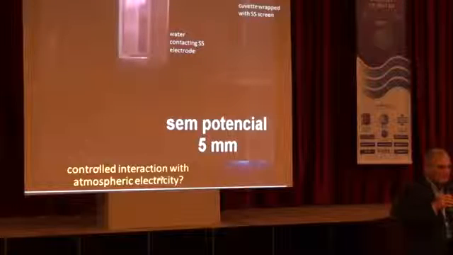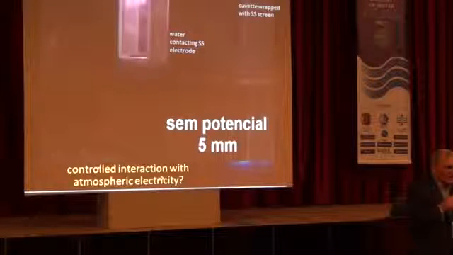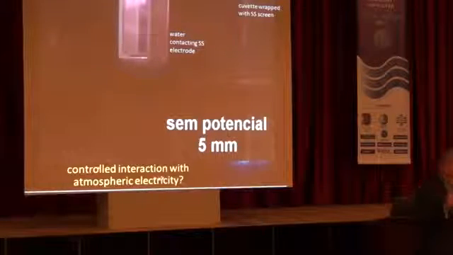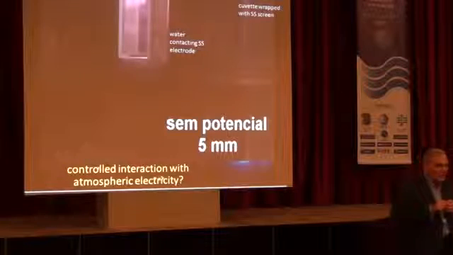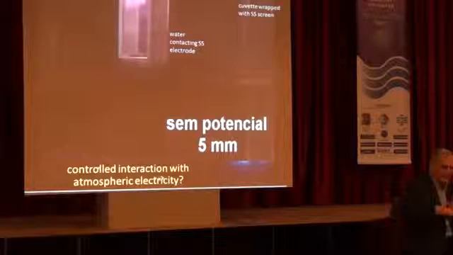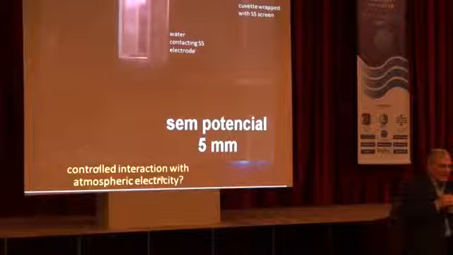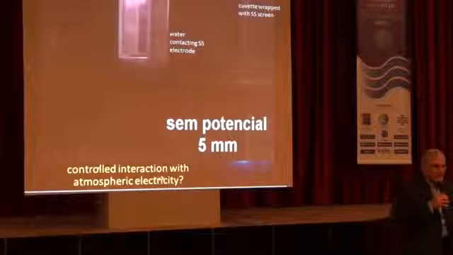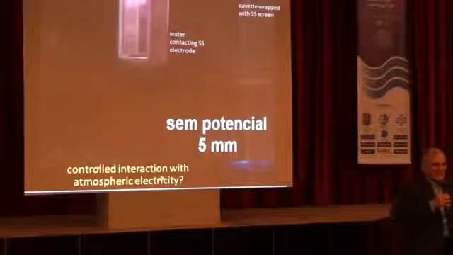Actually, there are two papers. In one of them, we paid special attention to a very curious fact. Some points in a polyethylene surface would change potential much, much faster than others. And then we went to find out why. Well, polyethylene surfaces often have oxidized spots.